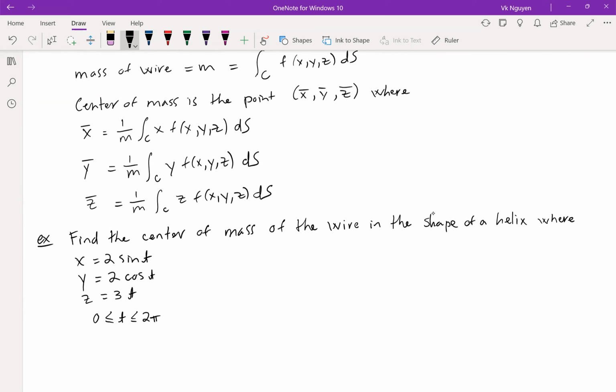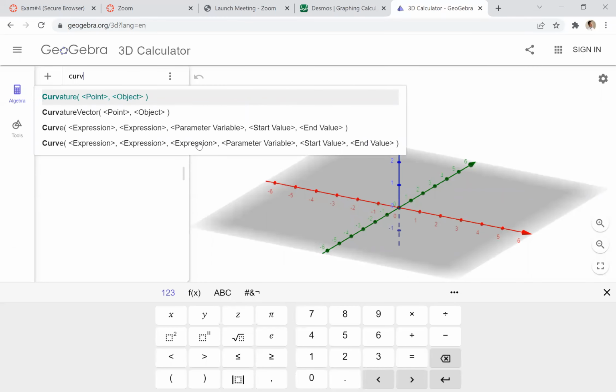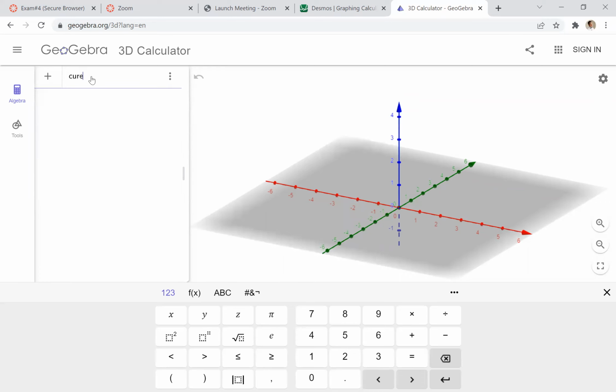Okay. We're going to sketch out the helix here, of course, using GeoGebra. Get to GeoGebra here. Expression, 2 sine t, 2 cosine t, 3t, t, 0, 2 pi.